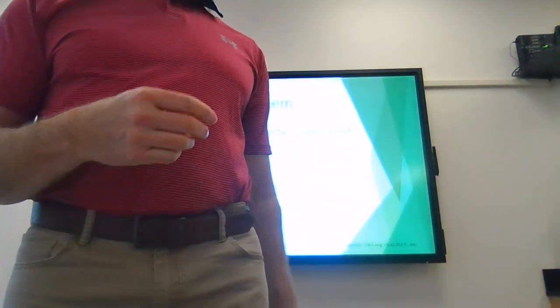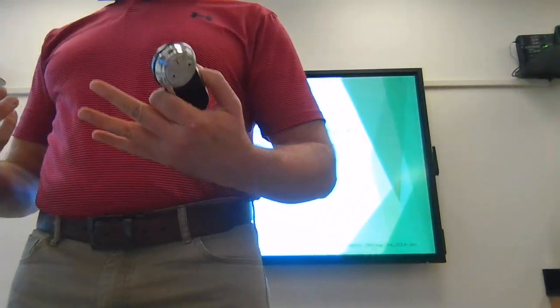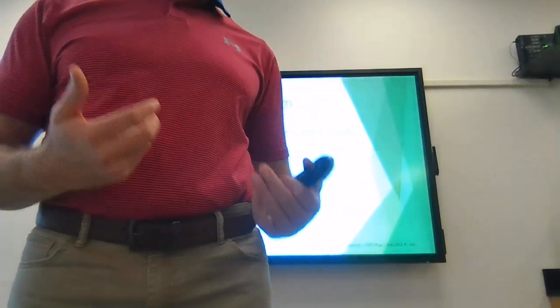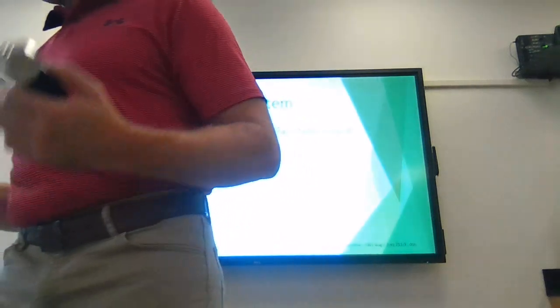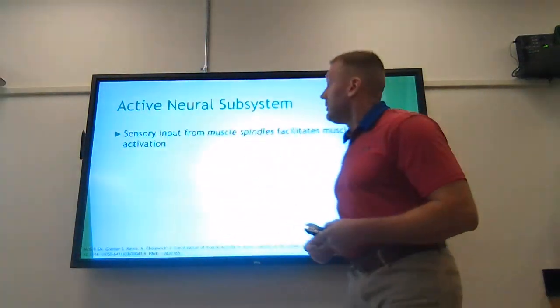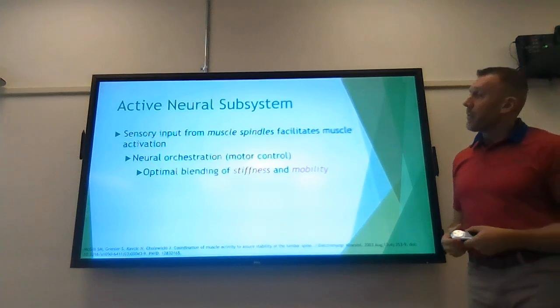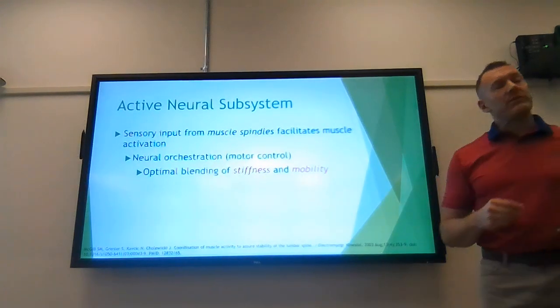Contract, right? So if you're walking outside on a day like today and you slip on some ice, you lose your balance and start to fall, you get that reflex contraction, that fast rate of force development to catch you, to restore your balance before you fall. Okay, so it's a neural orchestration.